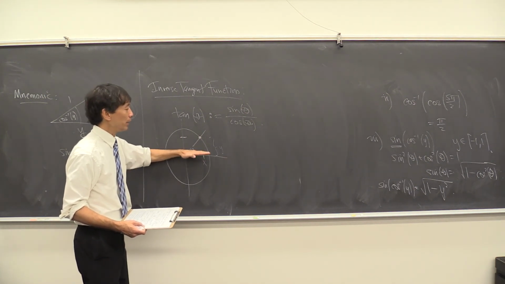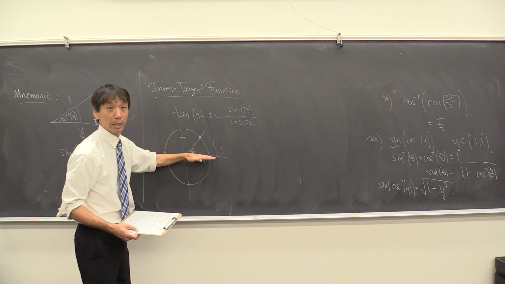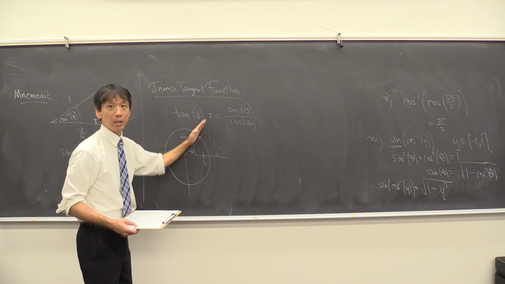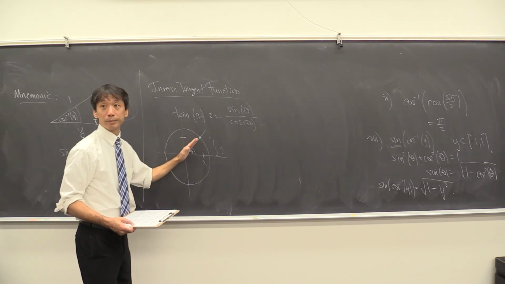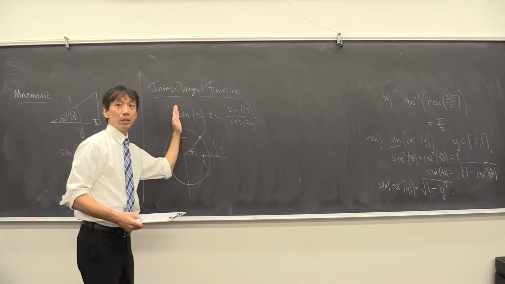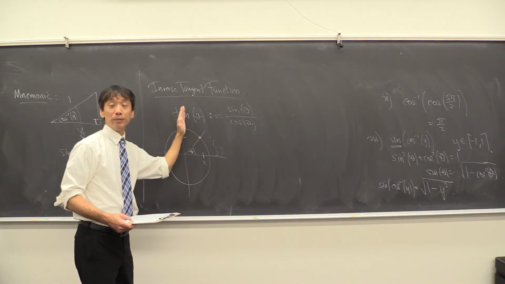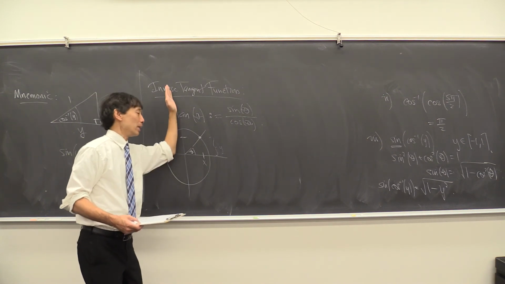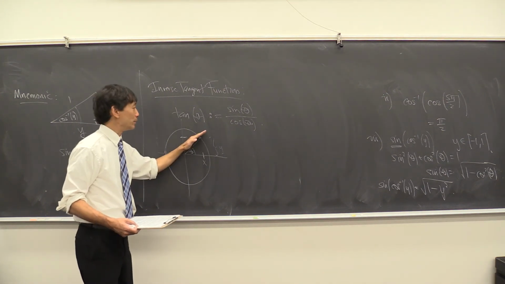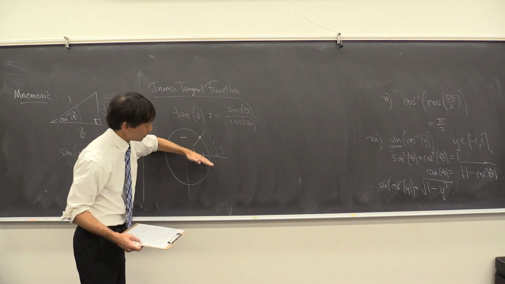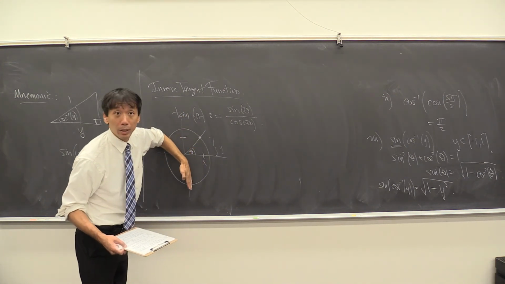So tangent of 0 is the slope of this line, which is 0. Tangent of 45 degrees is the slope of this line, which is 1. Tangent of pi over 2 is infinite. It doesn't really have any value, but as you see, it gets closer and closer to positive infinity this way, and closer to negative infinity as you go this way.